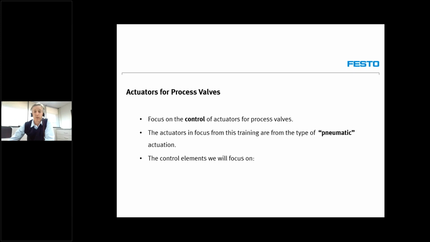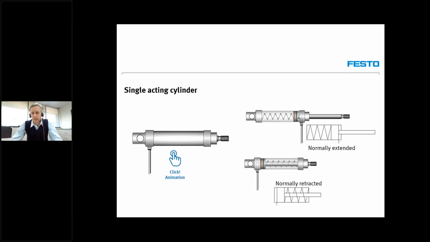Today, I will focus on the control of pneumatic actuators. And the control elements that we will focus on are valves and control for single acting actuators, the valves and control for double acting actuators, and the flow or speed control for actuators. Let's first have a look at the single acting linear actuator.